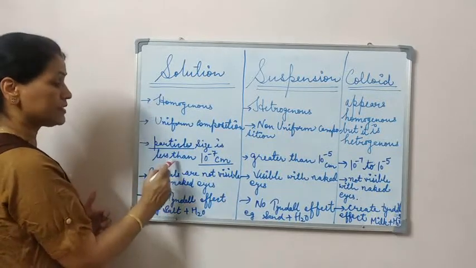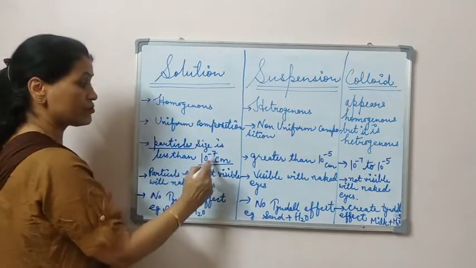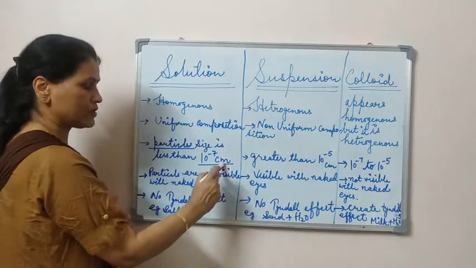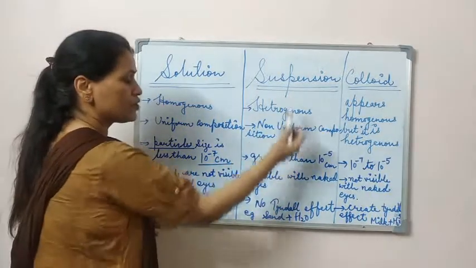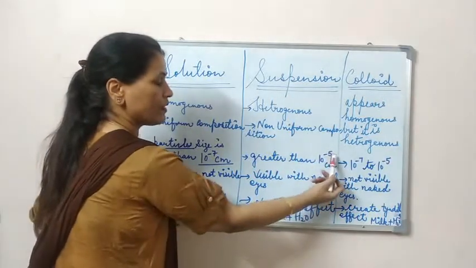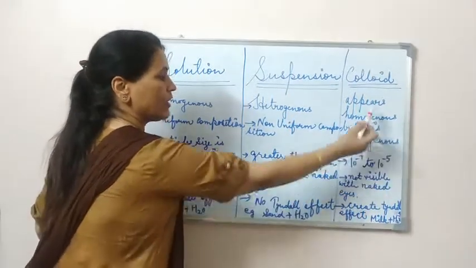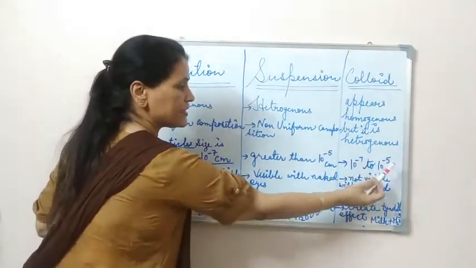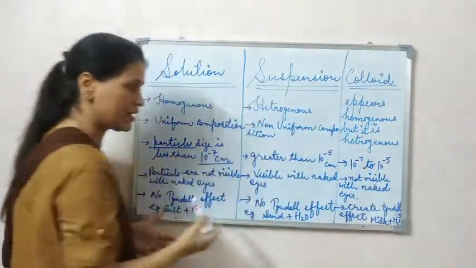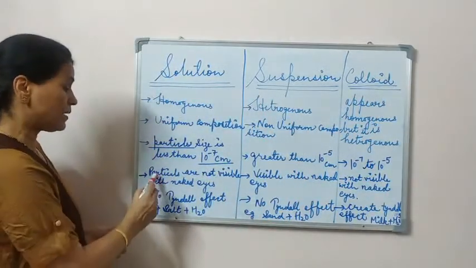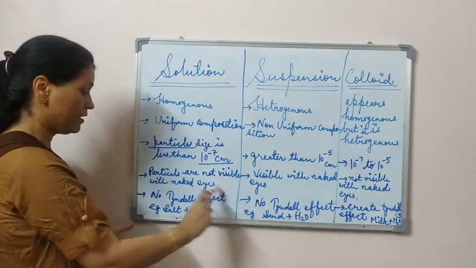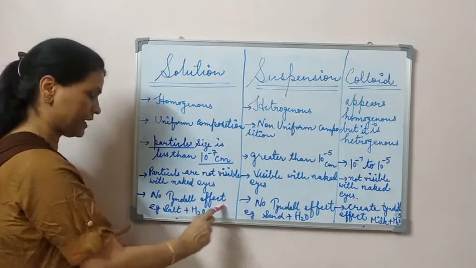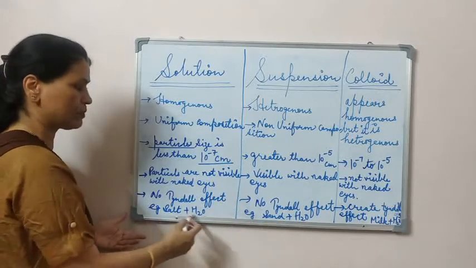Now here the particle size is less than 10 raised to the power minus 7 centimeter. That's why it is not visible to us. Now for suspension, it is greater than 10 raised to the power minus 5 centimeter, and for colloid 10 raised to the power minus 7 to 10 raised to the power minus 5. Now particles are not visible with the naked eyes. There is no Tyndall effect, and the example, as I told you, is salt plus water.